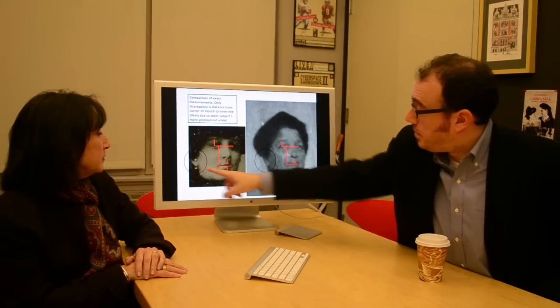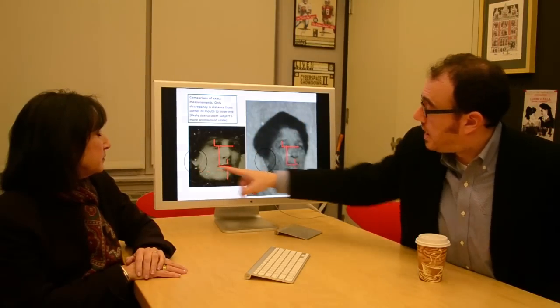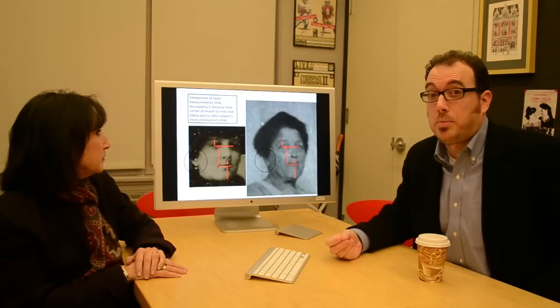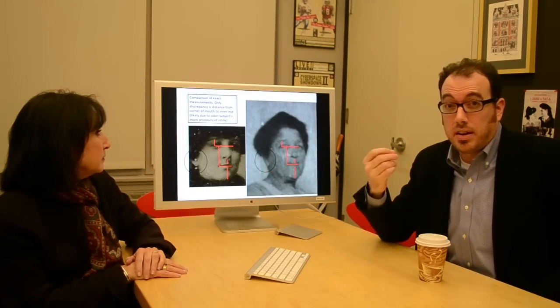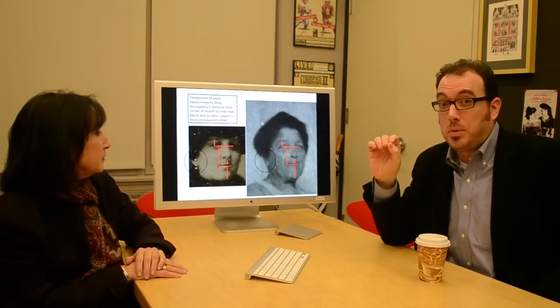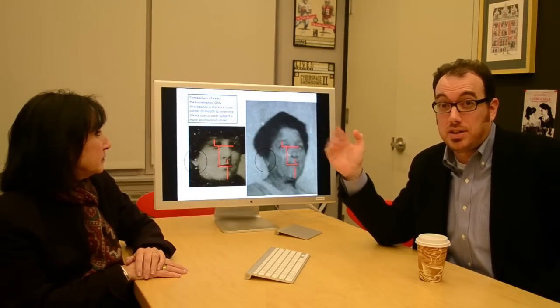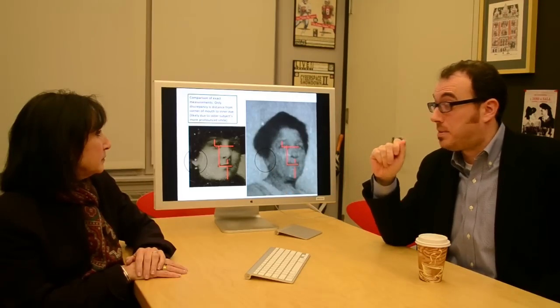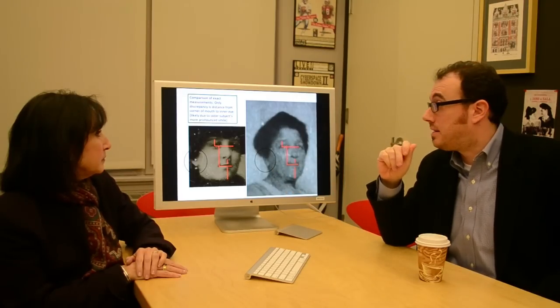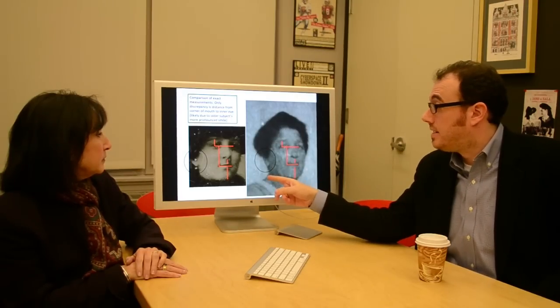I also circled here because we see a similarity in the shape of the ear, and as I noted before, ears are a facial feature which tend to remain identical throughout age. It's one of the few facial features that actually remain unchanged, and we see a similarity in her ear. So I wanted to highlight this.